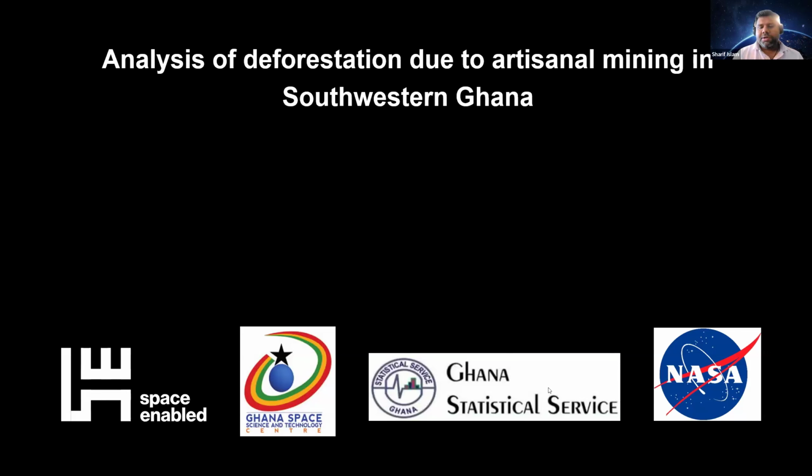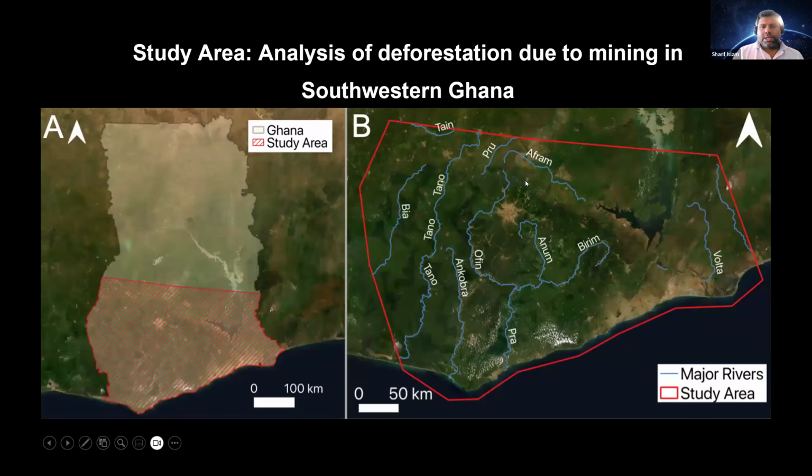We also collaborated with the Ghana Statistical Service for another part of the project. Not the satellite, Earth observation part, the environmental model, but the socioeconomic vulnerability and the decision-making part. So they are involved as well. This project was also funded by NASA. And as I mentioned, we only looked at the southwestern region, and this is located on the coast.